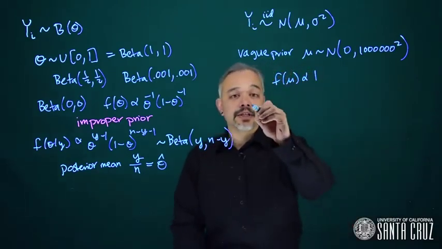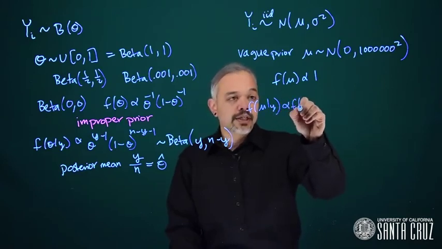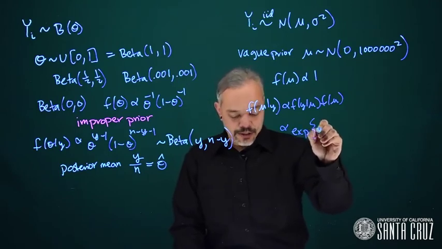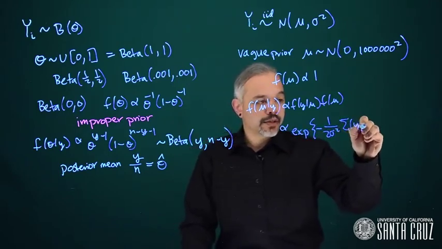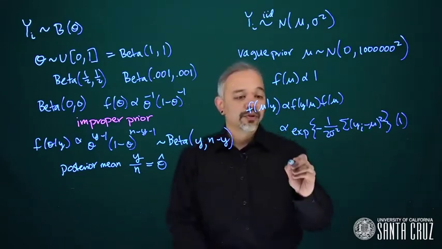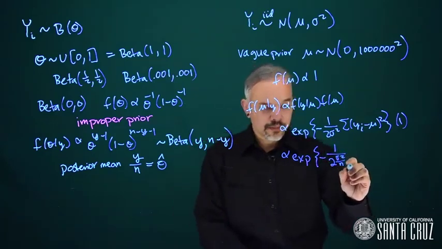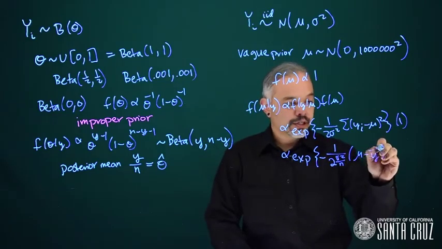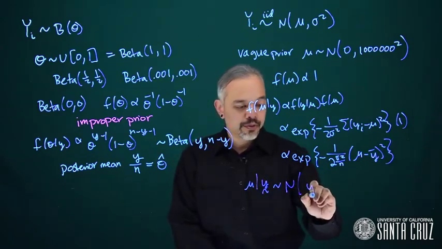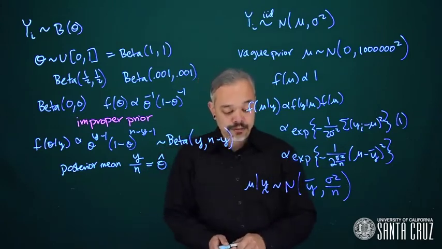However, if we go ahead and plug this into finding a posterior, f of mu given y is proportional to f of y given mu times f of mu. The likelihood here is proportional to e to the minus 1 over 2 sigma squared, sum of (y sub i minus mu) squared, and our prior is just 1. So this is just the likelihood that we recover here, which we can simplify to be e to the minus 1 over 2 sigma squared over n, (mu minus y bar) squared. Thus we see that the posterior for mu, given y, follows a normal distribution with mean y bar and variance sigma squared over n. This should look just like the maximum likelihood estimate.